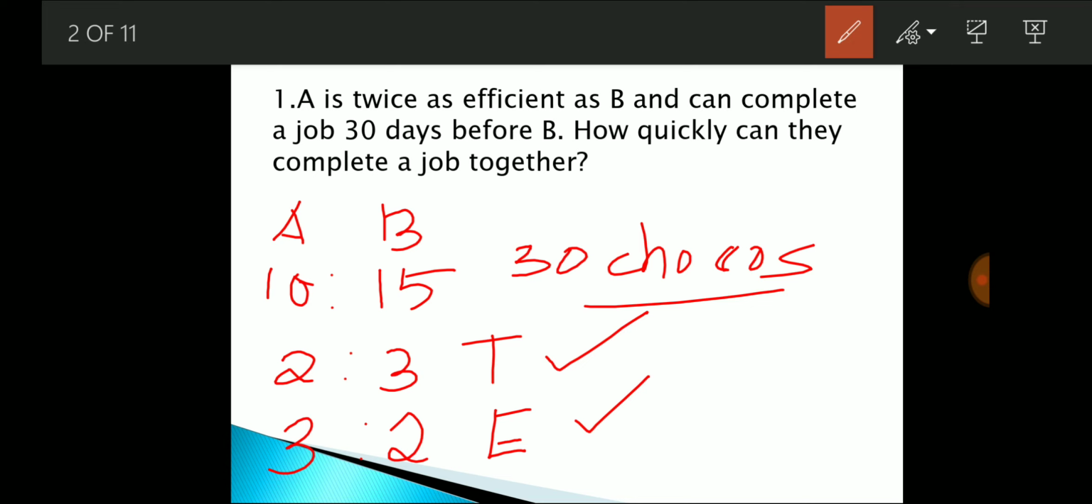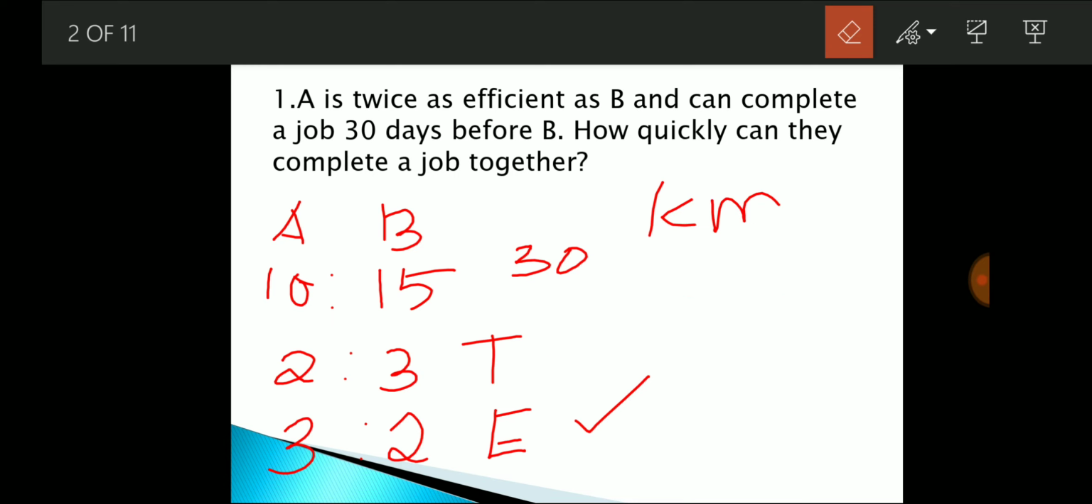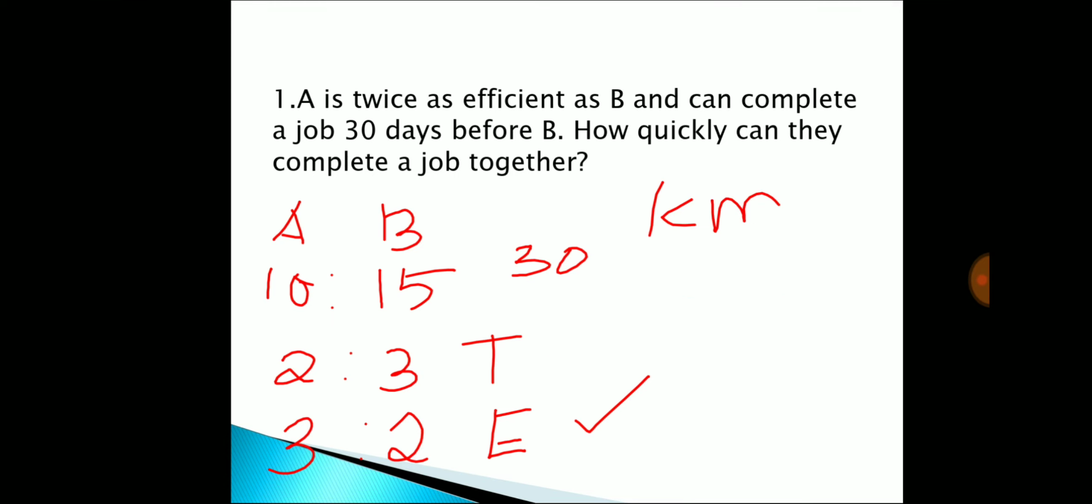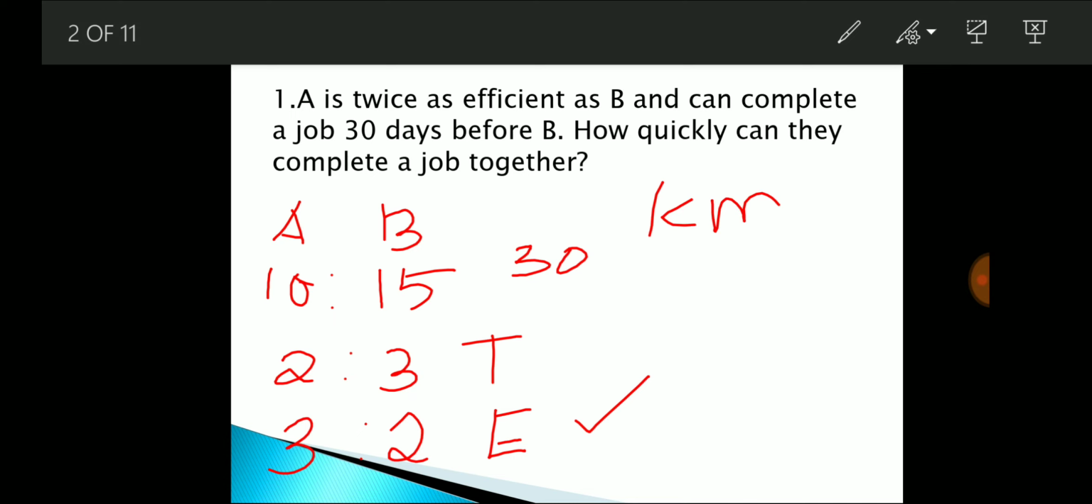Before that, another concept. Probably the same thing if it was speed. Let's assume A is going at 10 kilometers per hour and B is going at 15 kilometers per hour, and we have to cover a distance of 30 kilometers. Instead of 30 chocolates, we'll take it as 30 kilometers.